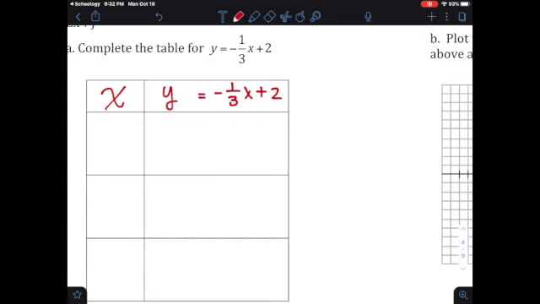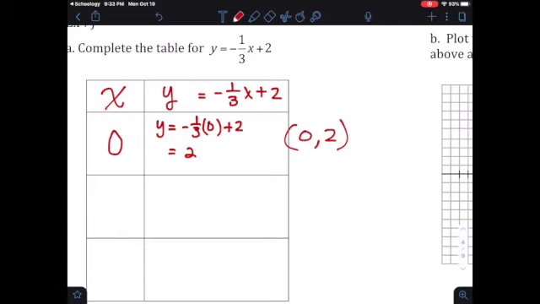So we don't want a fraction. And since we don't want a fraction, we want to pick a number that cancels it out. So what can we use to cancel out the 3 on the bottom? Well, I know if I pick 0, it will work. All right, let's do 0, because anything times 0 is 0. So you are going to have y equals -1 over 3 times 0 plus 2. Ooh, y is just going to be 2. So your first point is 0, 2.